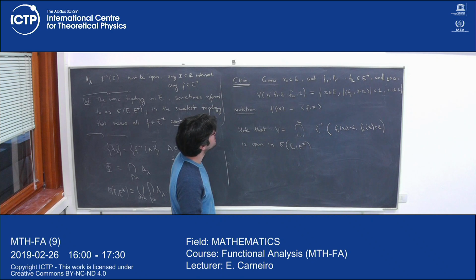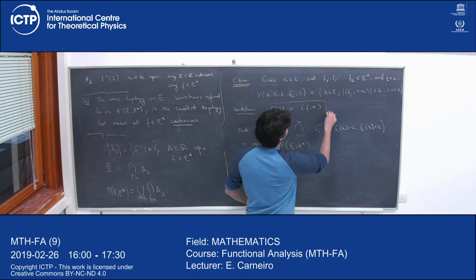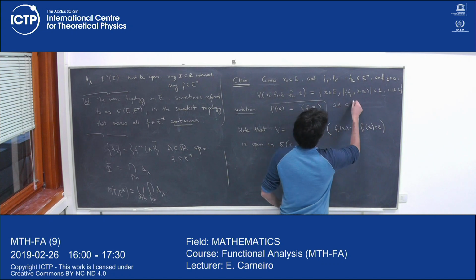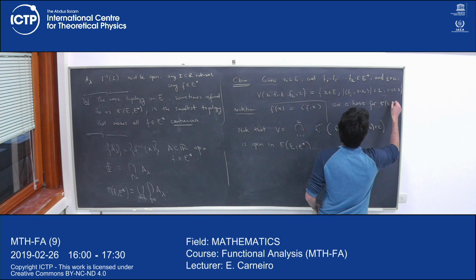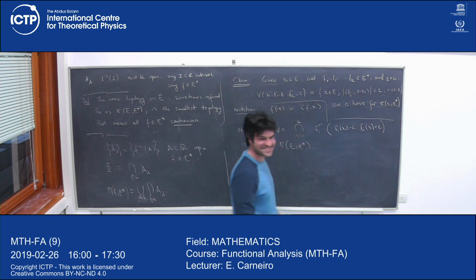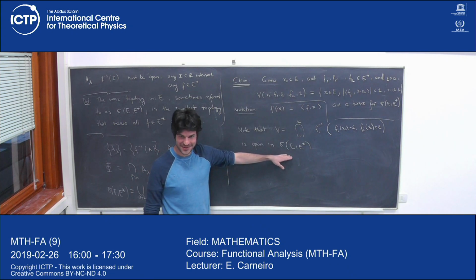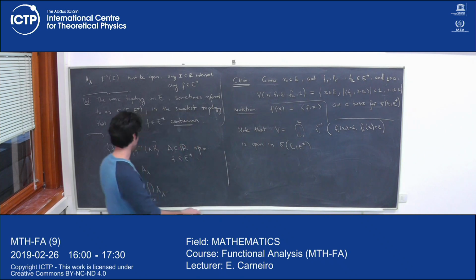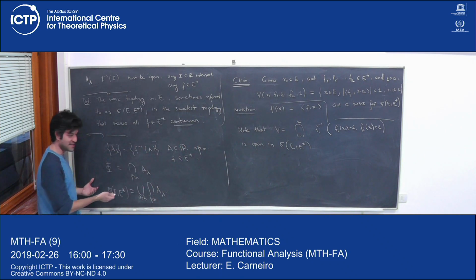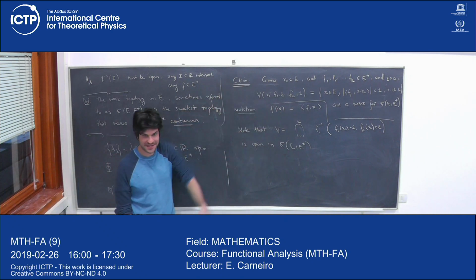Well, I forgot my claim, right? The claim was that these neighborhoods are a basis for this topology. I'm proving that they are actually part of the topology. Now, why are they a basis? Why does any neighborhood like this contain some neighborhood like this?